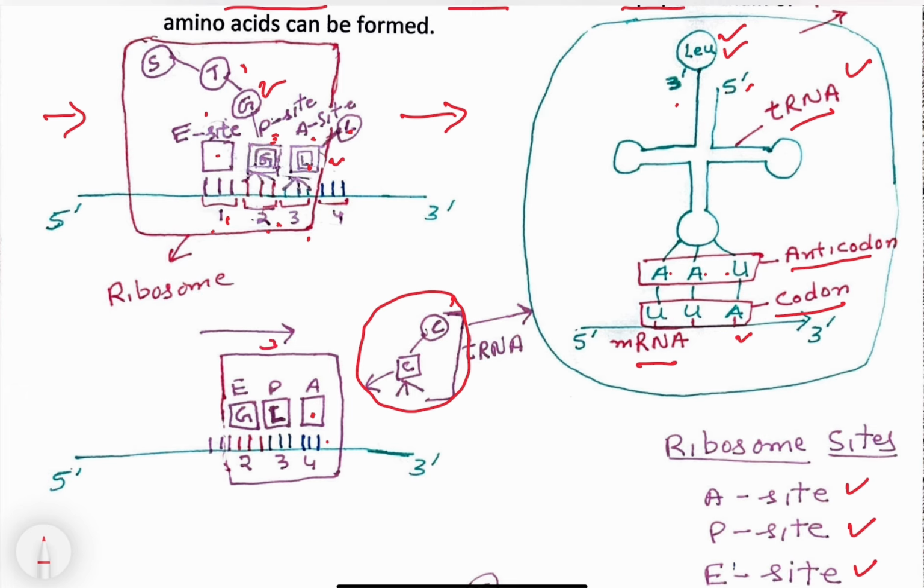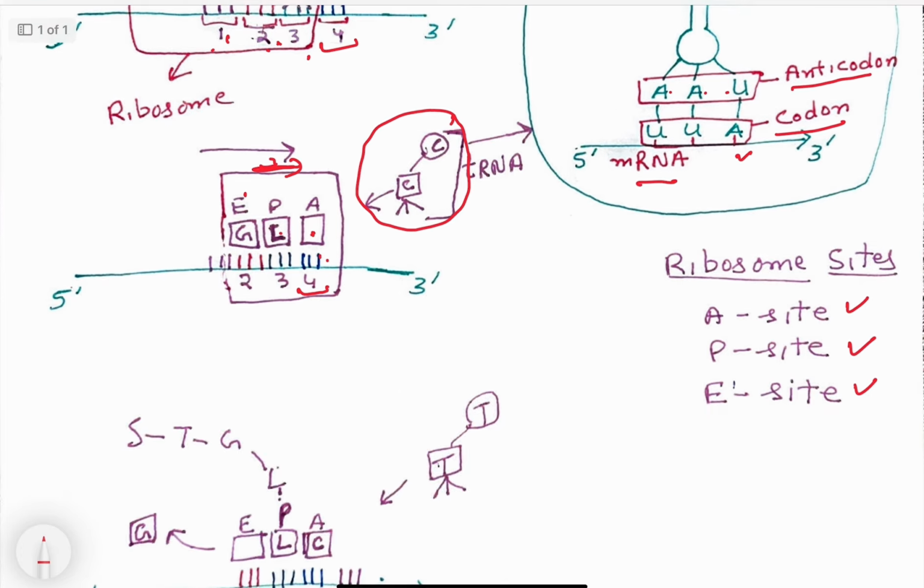Since this ribosome has moved in this direction, it has occupied the next codon at 4th position, which is right here. Now it's occupying that. A site is occupying this site, and the new tRNA is going to join and make sure that it has a complementary codon on A site, and L is moved to the next location, and G, which was here at the P site, moved to the E site. You see that's how it moves forward.